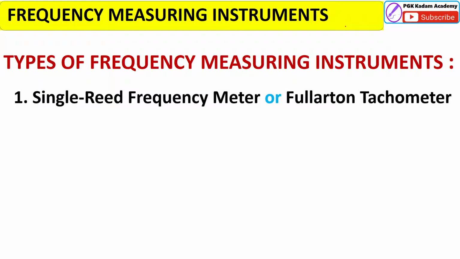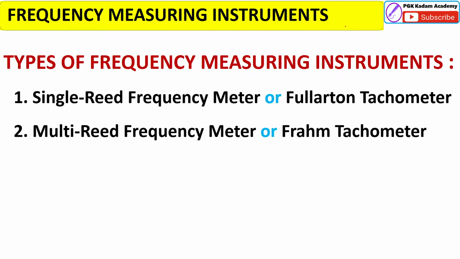So dear friends, these are the separate types of frequency measuring instruments based on this principle: the single reed frequency meter or Fullarton tachometer, the multi-reed frequency meter or Frahm tachometer, and the third is the stroboscope. Generally, it is used for measurement in industries, and you can watch the separate application of stroboscope video.